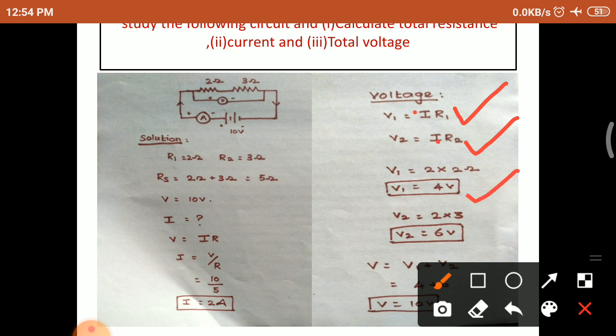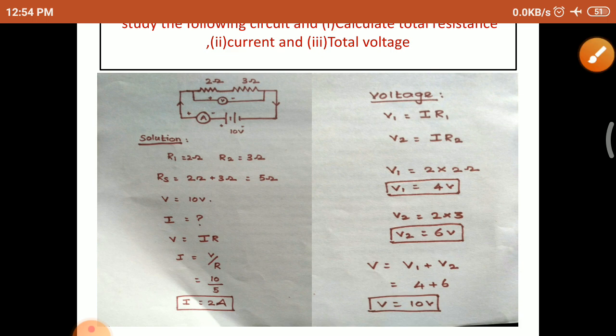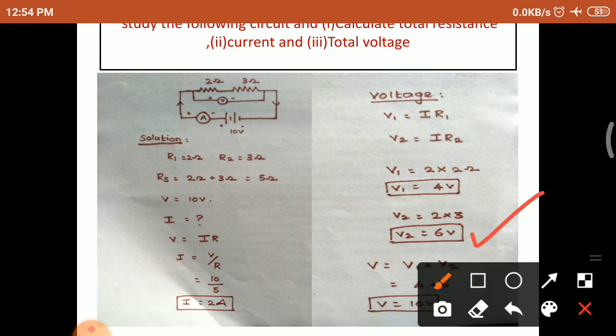So V1 equals, the value of I is 2 and the value of R1 is 2. So 2 into 2, 4. So V1 equals 4 volt. And V2, the value of I is 2 and the value of R2 is 3. So 2 into 3, 6 volt. So V1 equals 4 volt, V2 is equal to 6 volt.